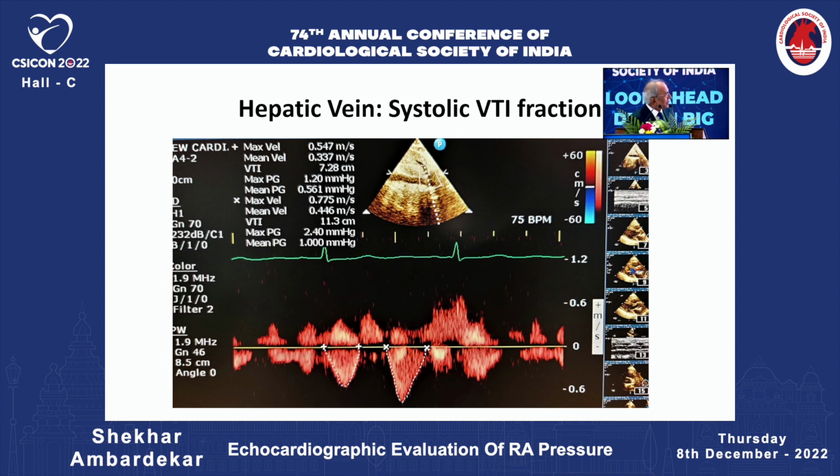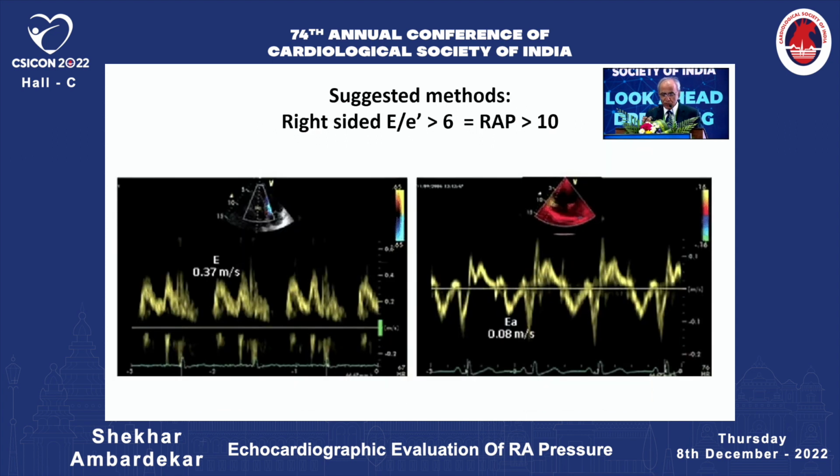Now here, look at this particular example. Systolic is 7.28, diastolic is 11.3. So together it becomes about 18.5. So systolic, that is 7.28, is less than 55% of 18.5. So that means in this particular patient, RA pressure is high.